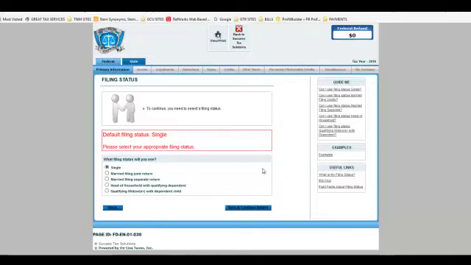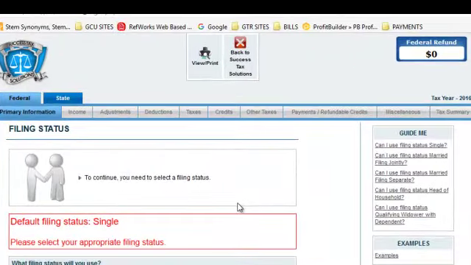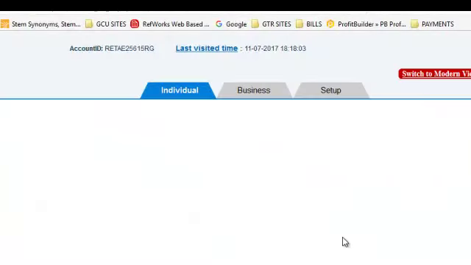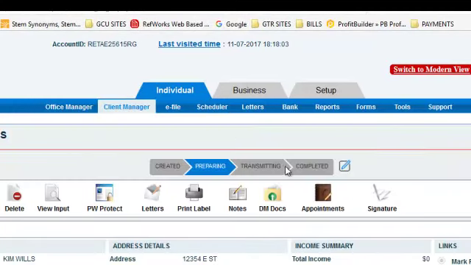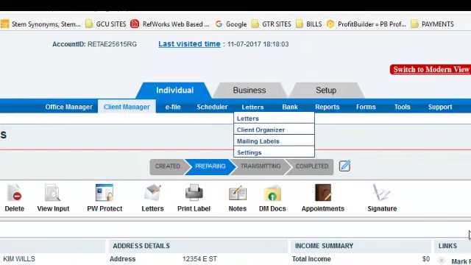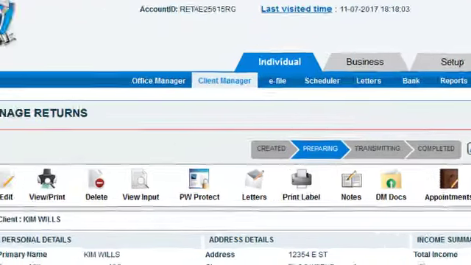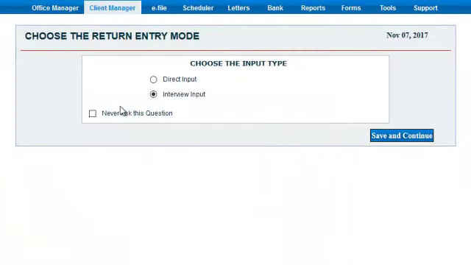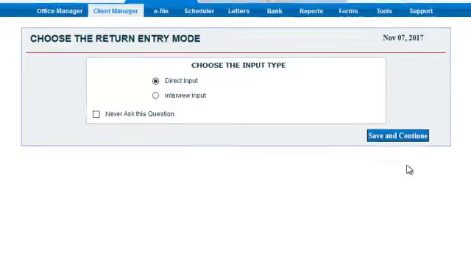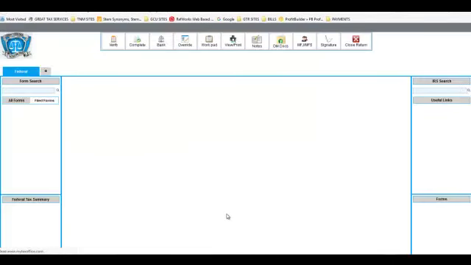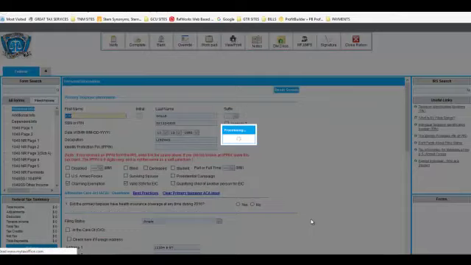Now, this is the interview mode you're looking at, and we don't want the internet mode. We want the direct mode. So we're going to hit the X at the top, and from here we're going to hit edit. This is the old model I'm looking at right now, and I prefer it, familiar with it. It's a little bit simpler. We're going to hit edit in the corner. We're going to hit direct mode. Right now it's on the interview input, and we're going to hit direct input, save and continue, and this is what you'll see. Now we want to continue.